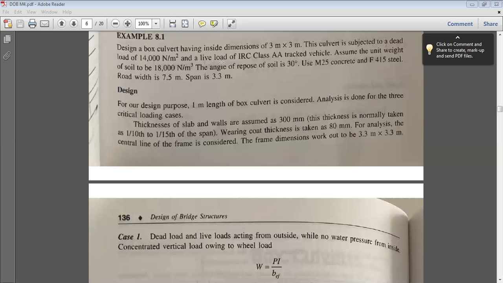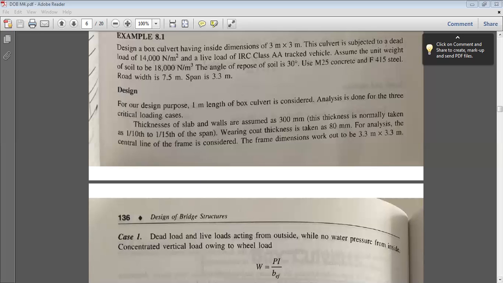Analysis is done for 3 critical loading cases, which I have explained in the previous class. So out of 3 critical cases, for first load combination, I will explain it to you here, how to design it. For second and third combination, you take it as assignment. For first load case, we will design the box culvert. The first load case is dead load plus live load plus soil pressure from outside and no water pressure from inside.